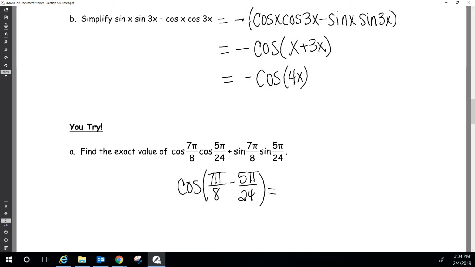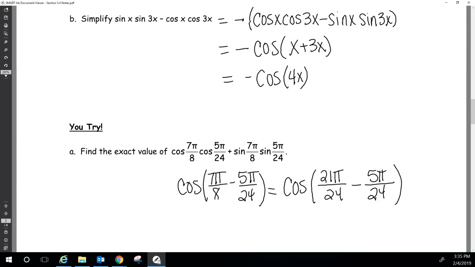Now they want an exact value, so we can't just leave it like that. In order to figure out what that angle is in there, we want to subtract these fractions. In order to subtract fractions, we need a common denominator. So our common denominator for this one is going to be 24. Since we didn't change the second denominator, we're not going to change the second numerator. But to go from here to here, we had to multiply the 8 times 3. So I need to multiply this 7 times 3, and that's 21.